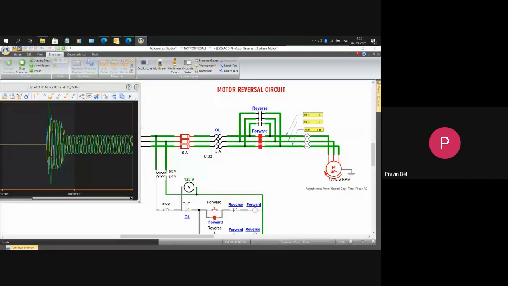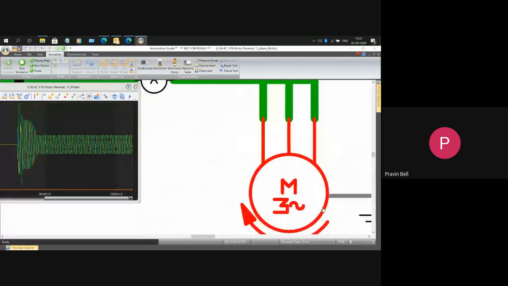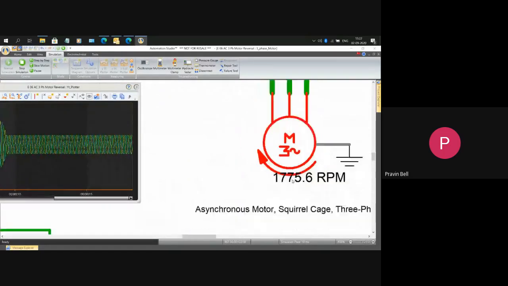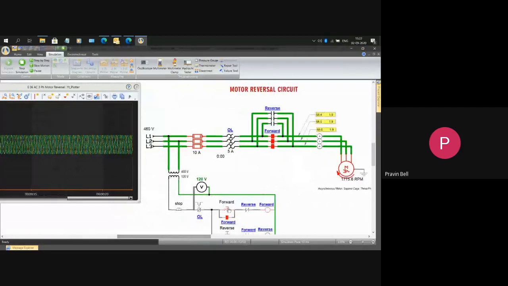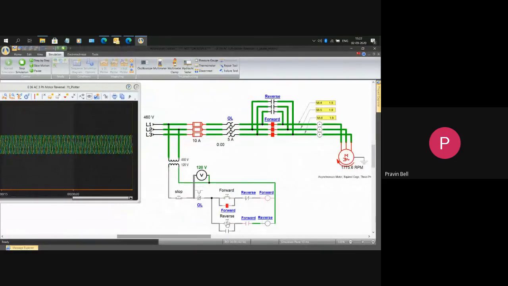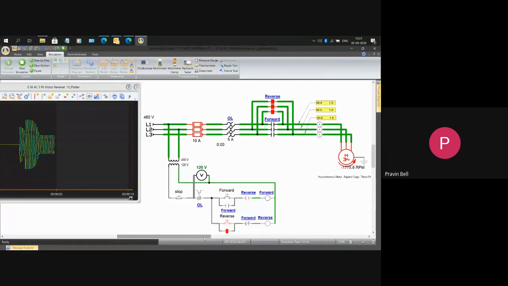Okay. And you can see on the motor there is a positive RPM here, 1775 RPM. Then what I'll do is now I'll reverse the motor in reverse direction. I'll simulate this reverse direction. I'll give negative RPM on the motor here.